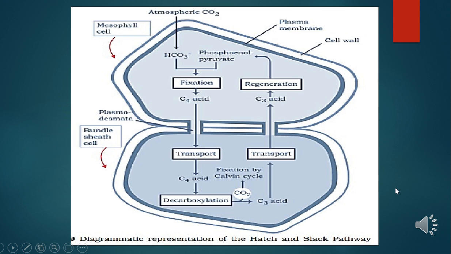Here you can see in the Hatch and Slack pathway, mesophyll cells and bundle sheath cells are present. And in between, plasmodesmata are present through which substances from mesophyll cells can go to bundle sheath cells. Now here you have to note that mesophyll cells lack the Rubisco enzyme. The C4 acid oxaloacetic acid is formed in the mesophyll cells, and bundle sheath cells have Rubisco but they lack the phosphoenol pyruvate carboxylase enzyme. So this is the diagrammatic representation which I have already discussed with you in the earlier slides.